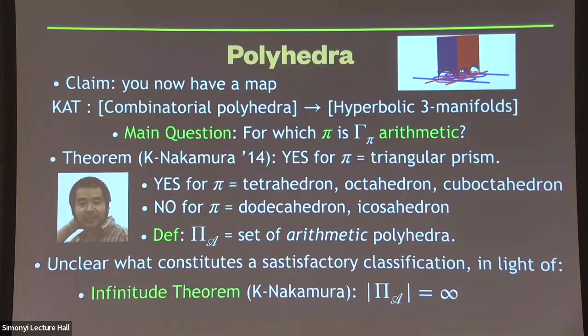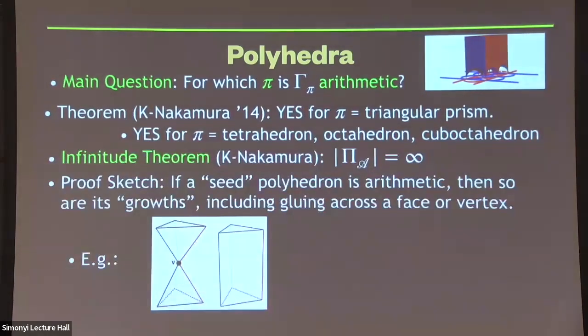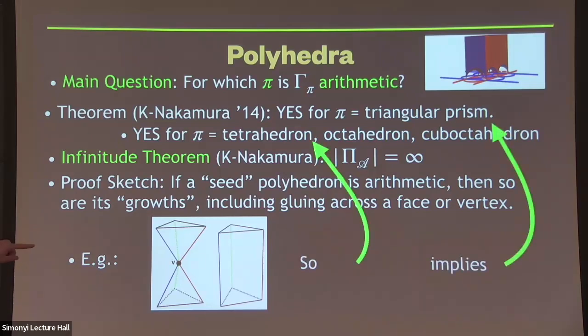Let me explain a little bit about the infinitude theorem. Let me give you a quick sketch. It's a very simple observation. If you have a seed polyhedron that's arithmetic, then there are certain operations that we call growths. They're more complicated than this, but some prototypical growths are like gluing along a face or a vertex. And you can do some other things that preserve the arithmeticity. So the reason the triangular prism is arithmetic is because it's the gluing of two tetrahedra across a vertex, and the tetrahedron is arithmetic.